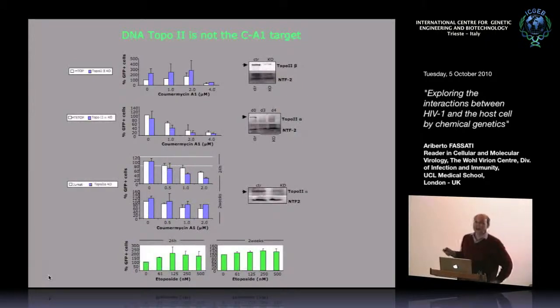We also got a human inducible topo beta, a topo alpha knockout. Again, no difference. And if you put on coumermycin, no difference. We also generated ourselves some topo 2 alpha knockdown cells using shRNA, no difference. And if you put etoposide, which is a very potent and quite specific topo 2 inhibitor, again, no difference. So it's not topo 2, okay? We were very disappointed. We spent a lot of time trying to prove that topo 2 was the target, but it wasn't. So the next possibility was HSP90.